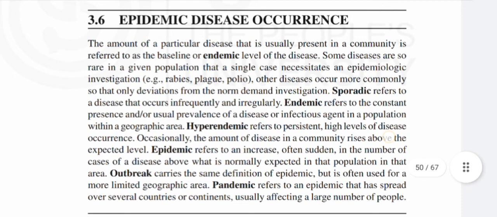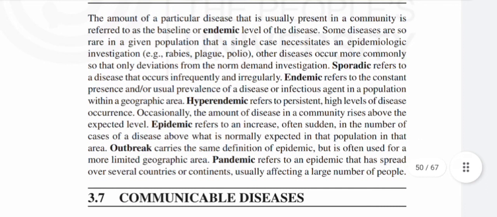Occasionally, the amount of disease in the community rises above the expected level. Epidemic refers to an increase, often sudden, in the number of cases of a disease above what is normally expected in that population in that area. Outbreak carries the same definition as epidemic but is often used for a more limited geographic area. Pandemic refers to an epidemic that has spread over several countries or continents, usually affecting a large number of people.